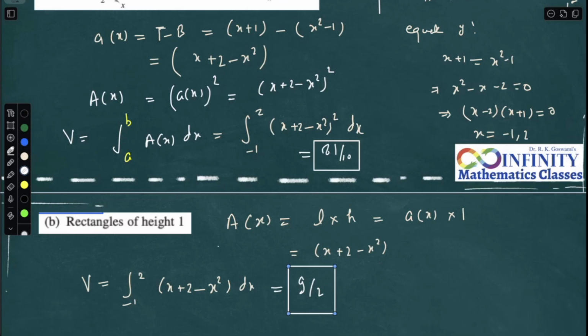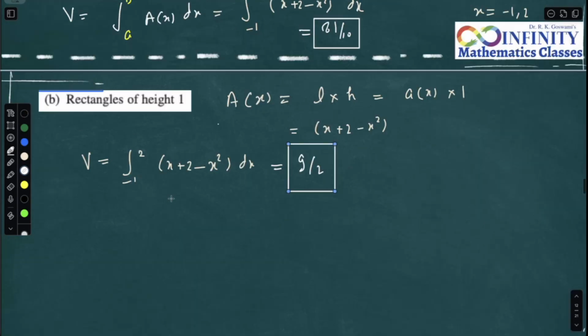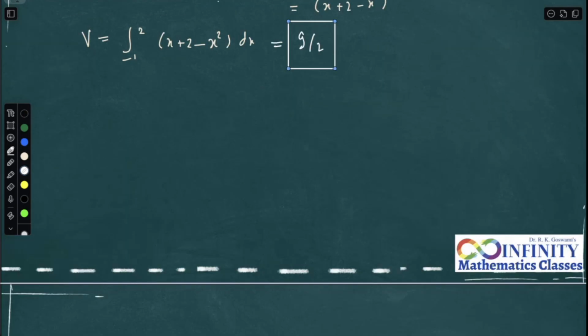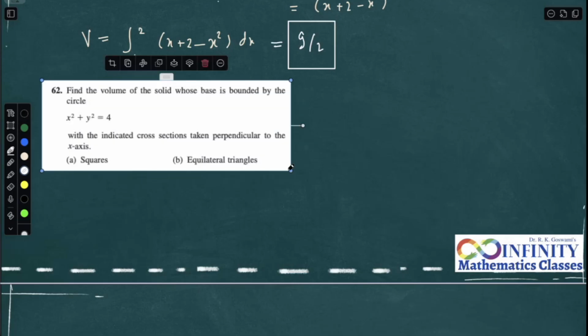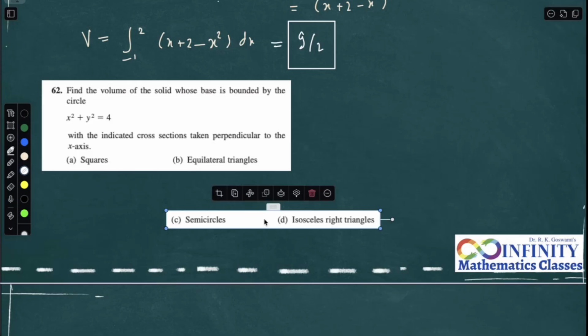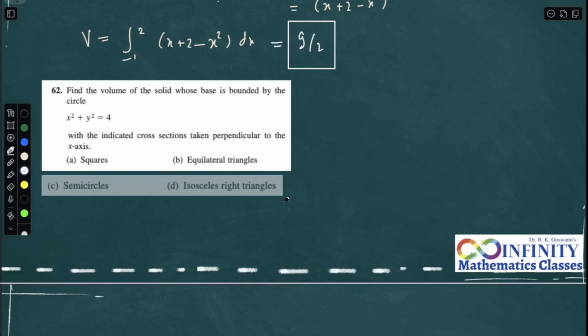Is it difficult? No. Okay, let me just show you that there is a question number 62. And if you can recognize, we have completed this question earlier, like the example I discussed with you. The base was a circle. You are just having a cross section perpendicular to the x-axis. It is a square. The next time it is going to be an equilateral triangle. So there are two more options available to you.